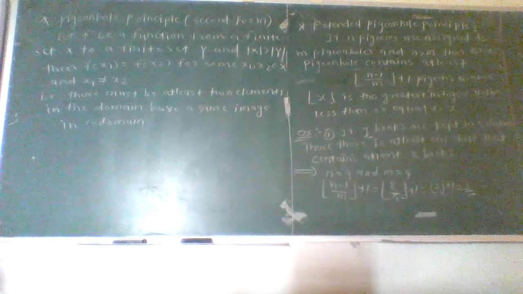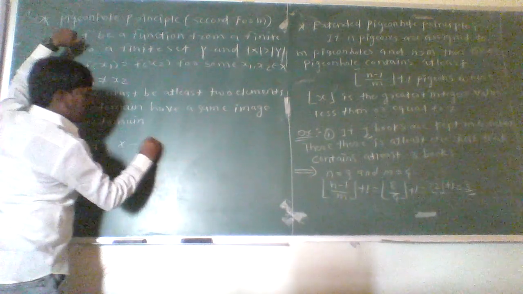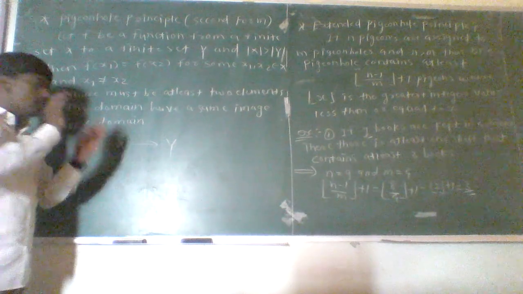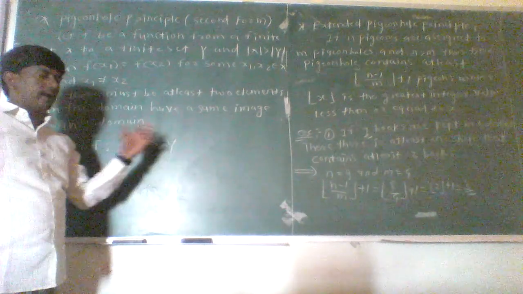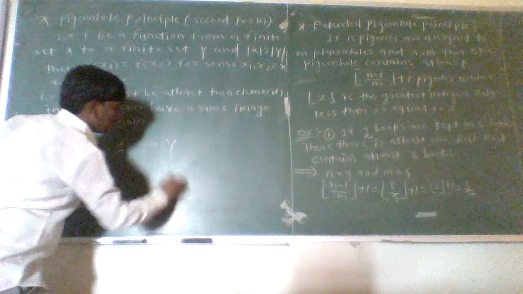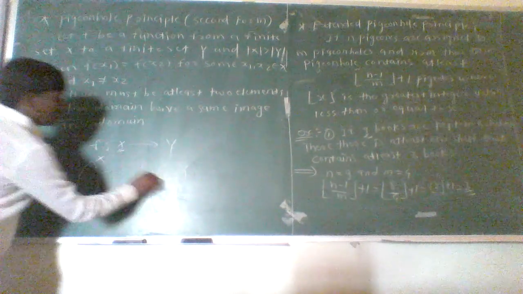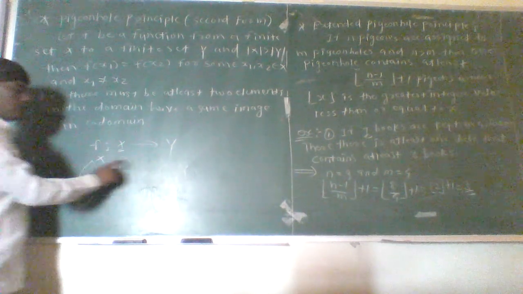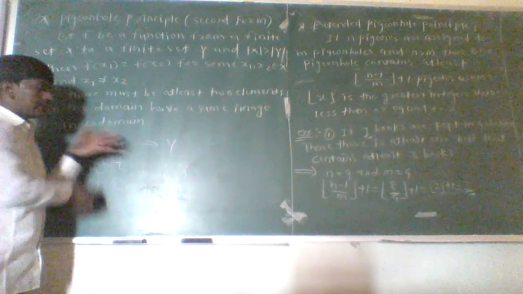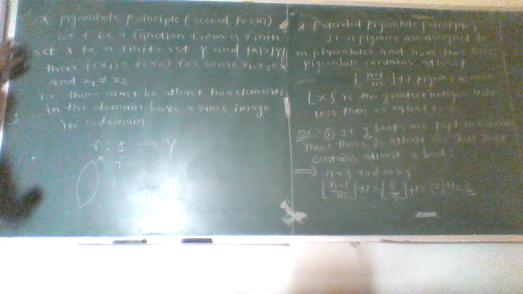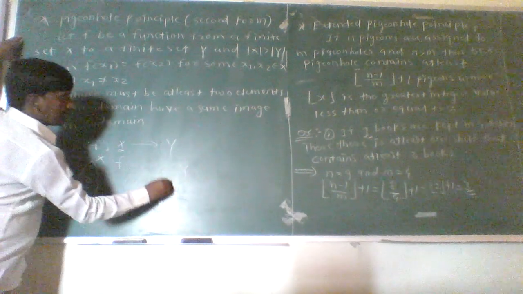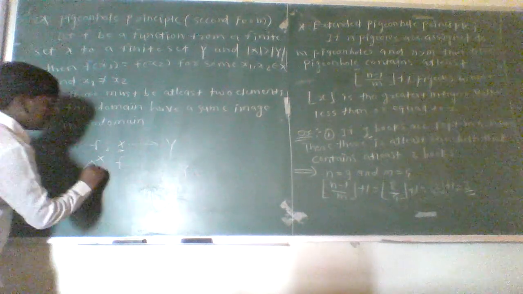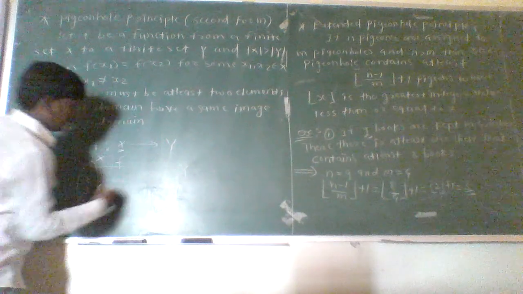Given that f is a function from a finite set X to a finite set Y, and the cardinality of X is greater than the cardinality of Y, so X has more elements than the set Y. Then there are at least two elements in X which have the same image in Y. Suppose there are 4 elements in X and only 3 elements in the codomain. If each element has a distinct image, then the first is mapped to A, 2 is mapped to B, 3 is mapped to C.